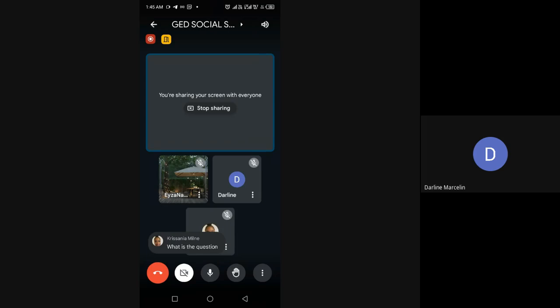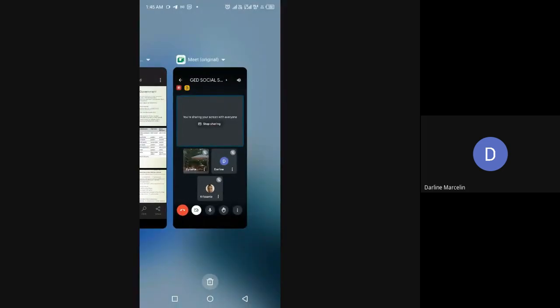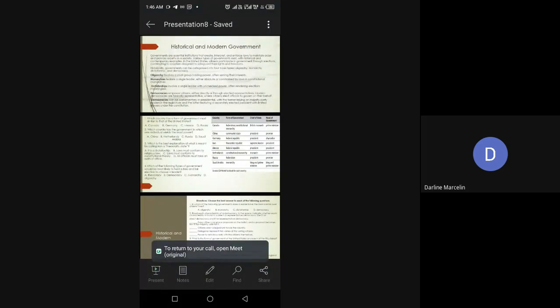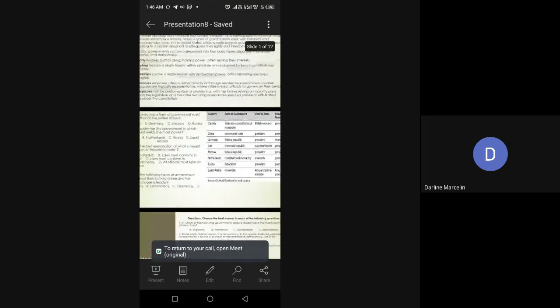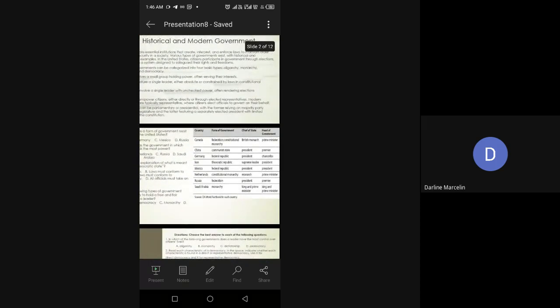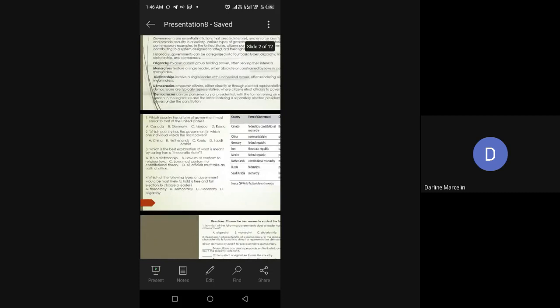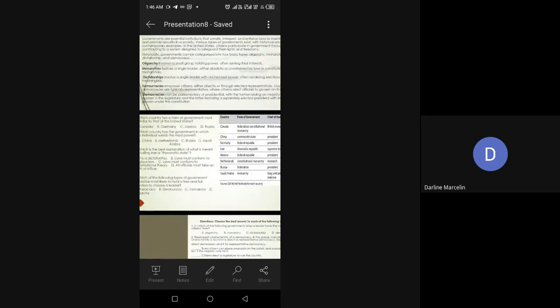Okay, the question is, which of the states had a similar kind of government with the United States? From all I've just shared with you, which country has a form of government most similar to that of the United States?